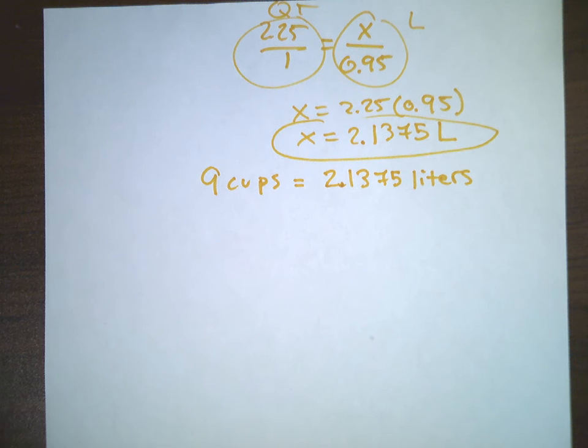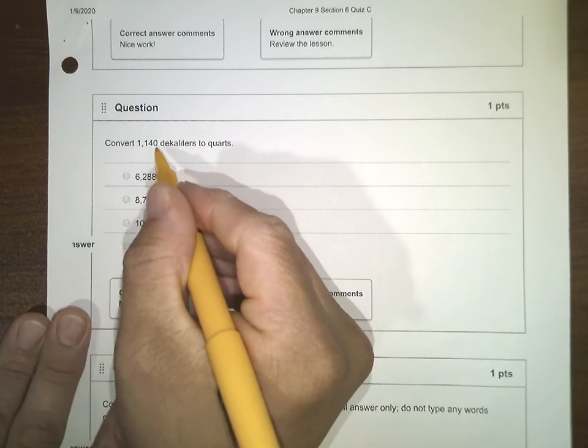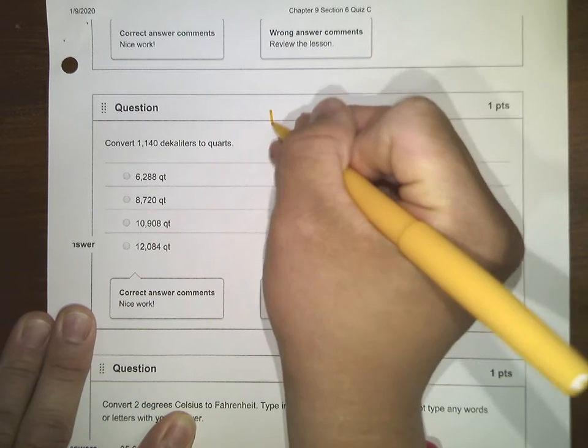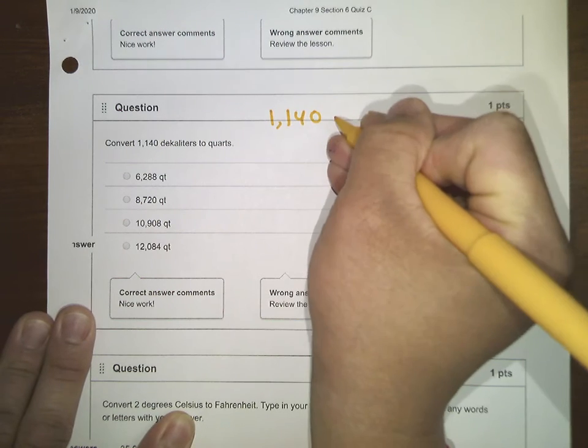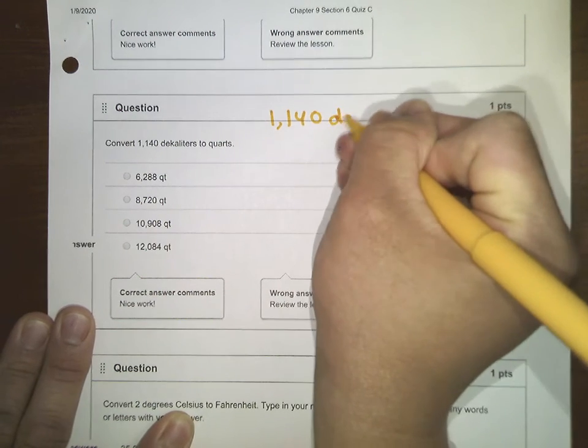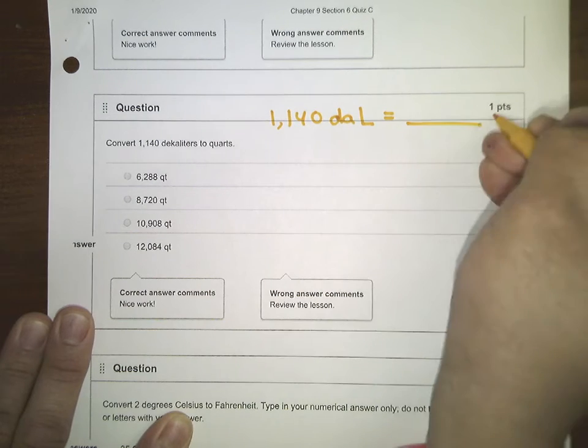All right, so now let's go on to another one here. So let me pull up the next problem here. So here we go. So it is convert the 1,140 deciliters to quarts. So 1,140 deciliters to blank quarts.